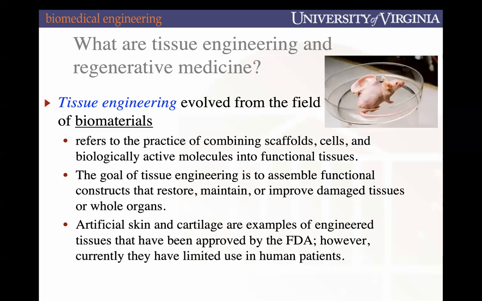So far up to this point, artificial skin and cartilage are examples of engineered tissues that have been approved by the FDA. However, there has been very limited use in human patients. When you have multiple things coming together, like cells, some sort of scaffold implant, and some sort of biological drug or protein, there are different regulatory hurdles for each of those, and combined together, the regulatory hurdles can increase dramatically. But as a field, tissue engineering has a lot of promise.